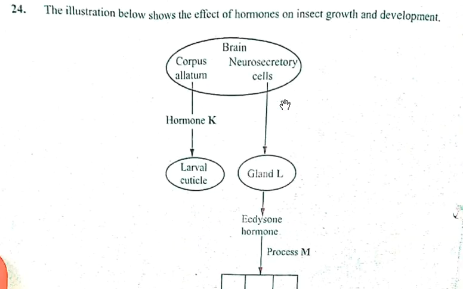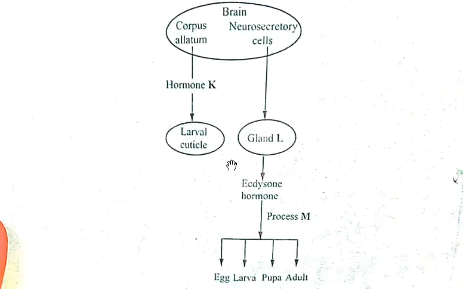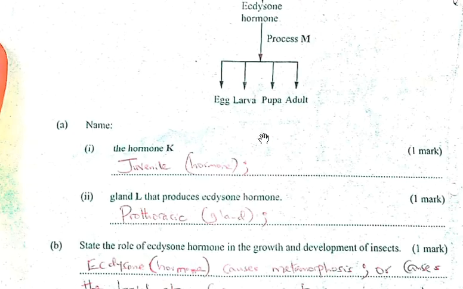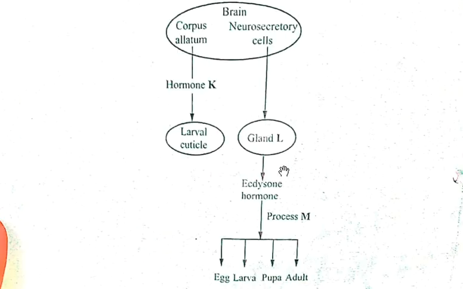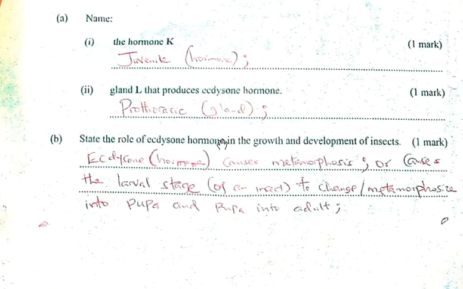Question 24. The illustration below shows the effect of hormones on insect growth and development. You can see the diagram on the hormones. Name the hormone K. The hormone K is juvenile hormone. Gland L that produces ecdysone hormone, that is the prothoracic gland. The role of ecdysone hormone in the growth and development of insects: it causes metamorphosis, or causes the larval stage of an insect to change to pupa, then into adult.